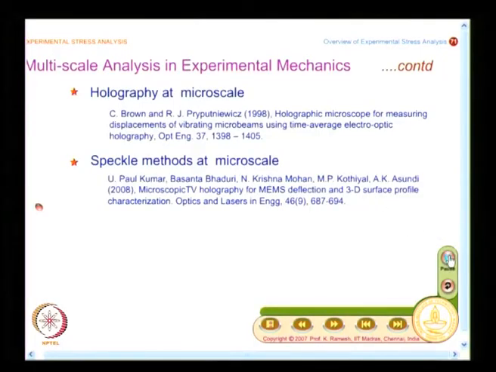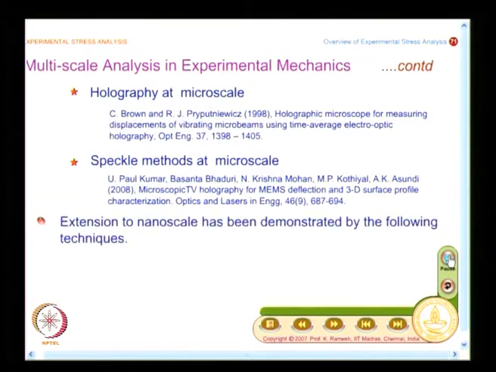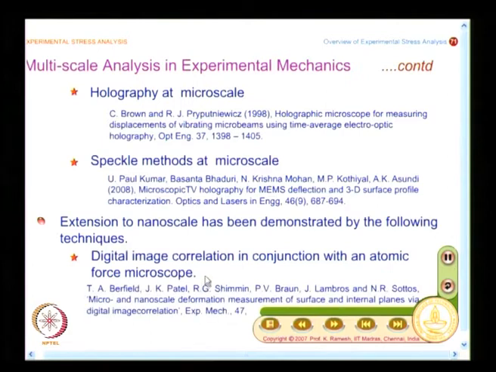Then we move on to nanoscale studies, which have been done using digital image correlation in conjunction with an atomic force microscope. And that is what I have been saying, digital image correlation is an emerging technique. The greatest advantage is, if you are able to control the size of the speckles and also improve your optics, you could conveniently study at different scales.